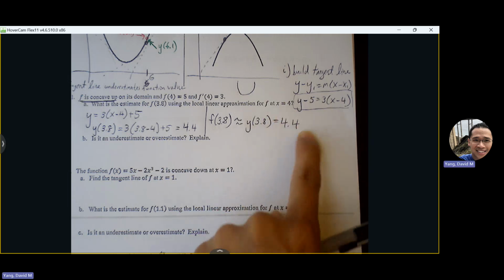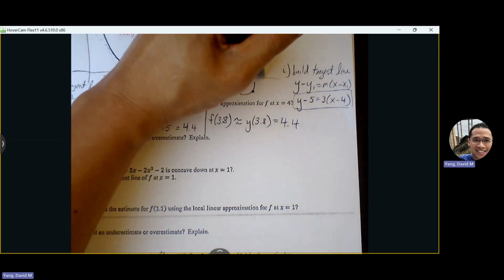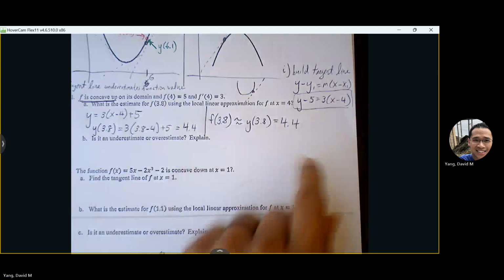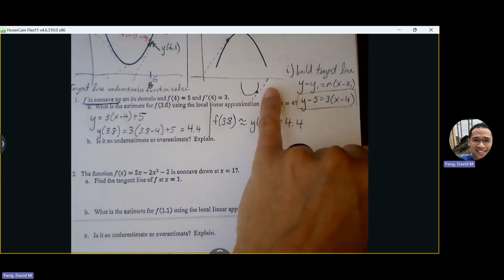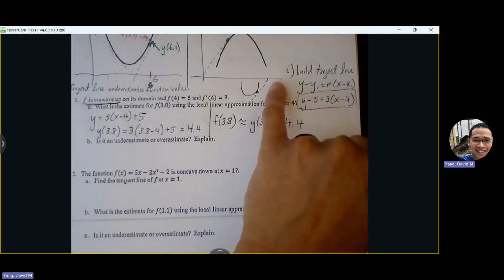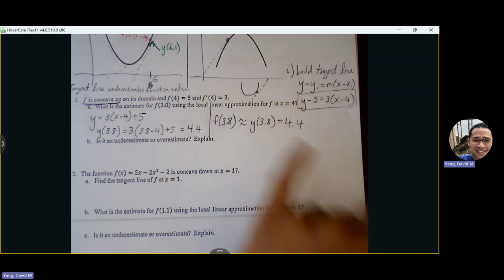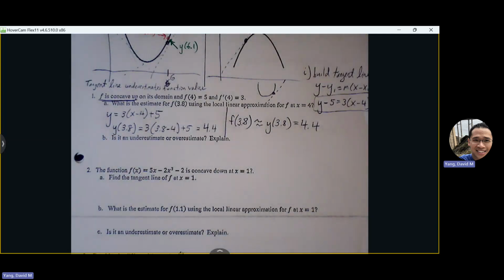And also, what can we say about 4.4? Is 4.4 going to be higher or lower than the actual value on the curve? We know it's concave up, so 4.4 is going to be where? Well, the 4.4 is sitting on the line. So is that 4.4 going to be below or above the actual value? Below, yeah. So we can say, since f of x is concave up, our linear approximation will produce an underapproximation.